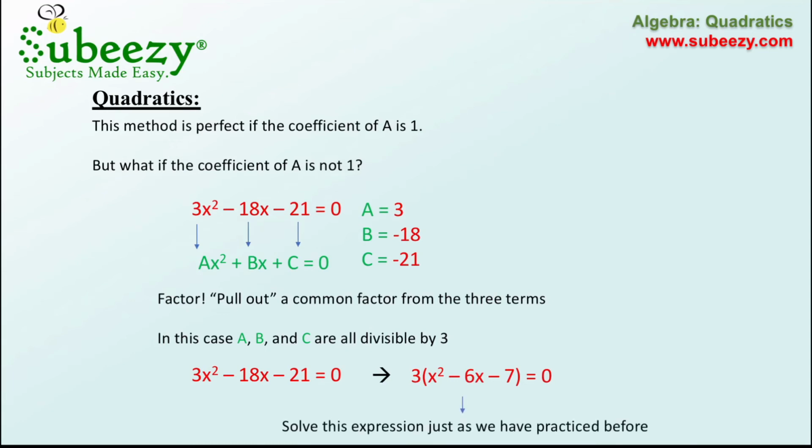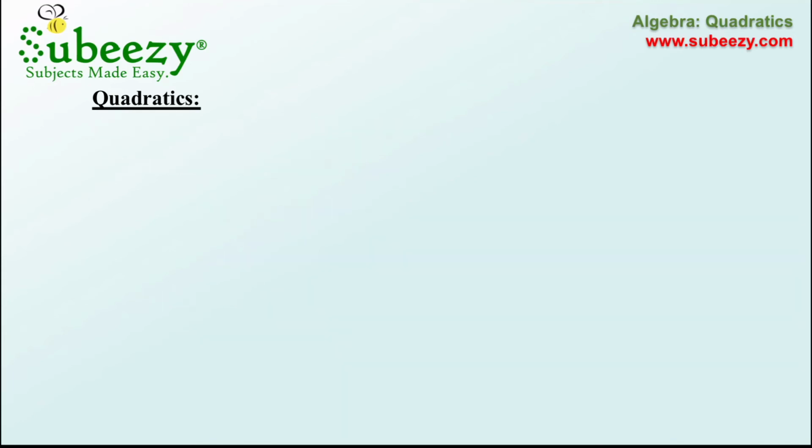Now we're going to solve everything that's in parentheses the same way that we just did in the previous practice problem. So let's take our quadratic equation, 3x squared minus 18x minus 21 is equal to 0, and factor out the value of a, which is 3. We end up with 3 times the quantity x squared minus 6x minus 7 is equal to 0. So let's just focus on what's in parentheses. X squared minus 6x minus 7.